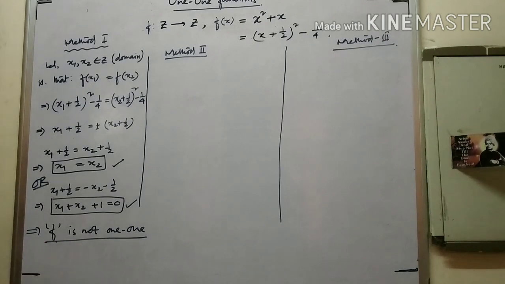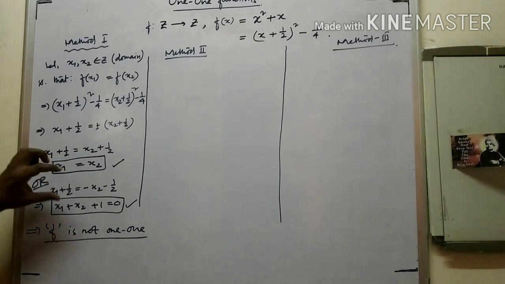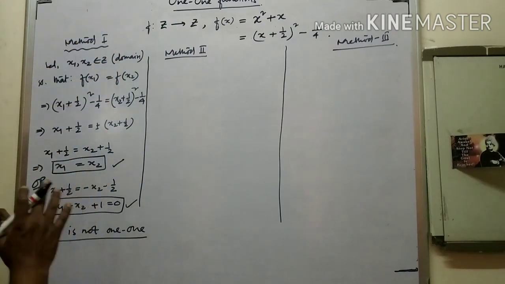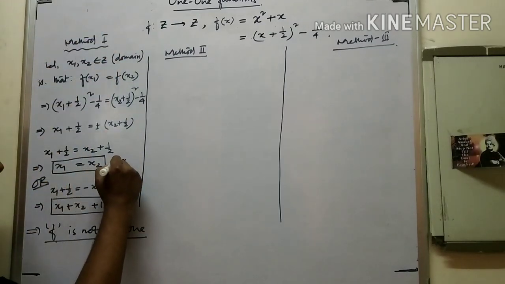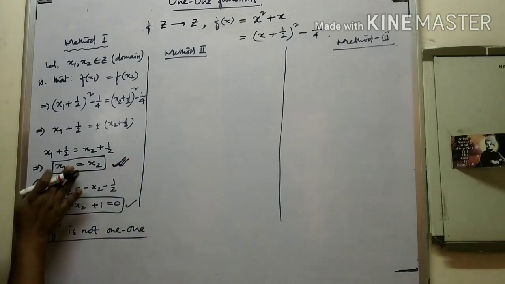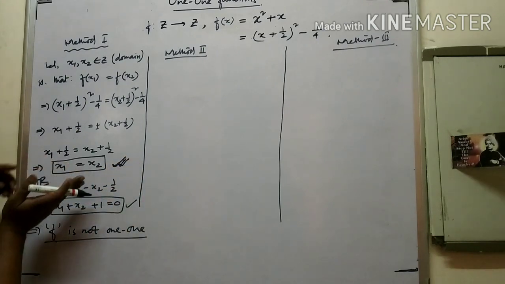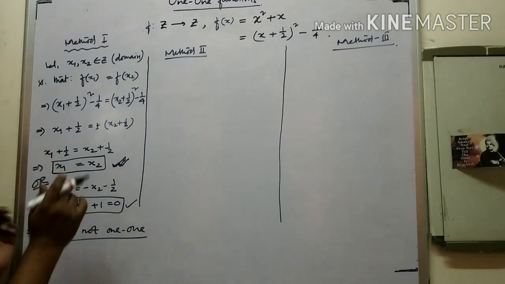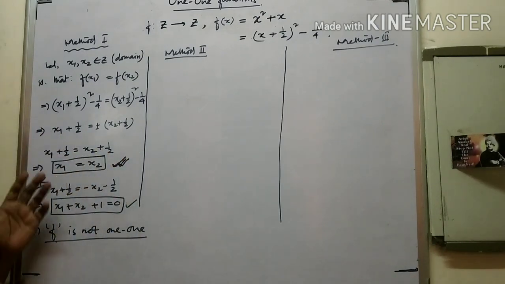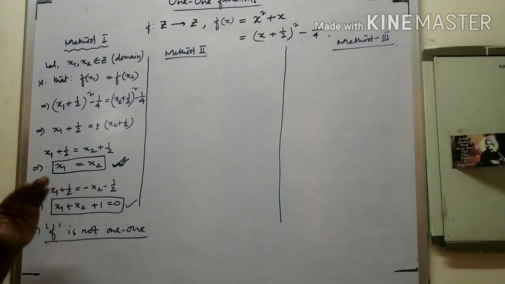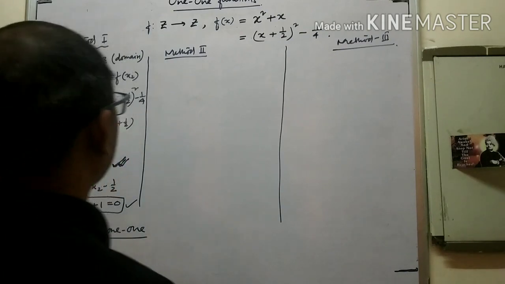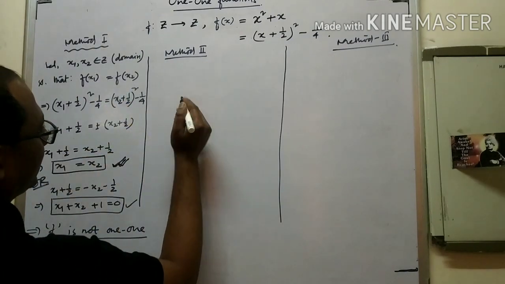Whenever we get multiple results, we have to check whether both are true or not. Only if the other case can be discarded, and we are left with only x1 equal to x2, then we conclude that it is going to be 1-1, otherwise no. The second method, the graphical method, obviously.